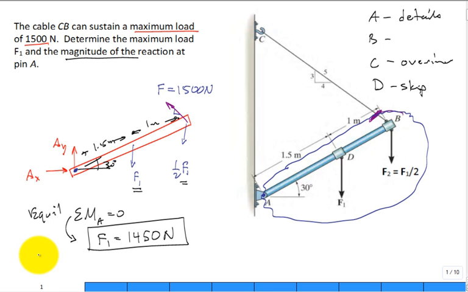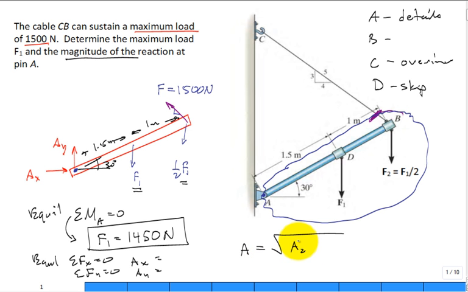Then the next part of the question: what's the magnitude of the reaction at pin A? Well, for equilibrium, the sum of the forces in the x equal to 0 will allow you to get A_x. And then the sum of the forces in the y equal to 0 will allow you to calculate A_y. Knowing both A_y and A_x, I can calculate the magnitude of the reaction support at A, the square root of A_x squared plus A_y squared. True? And this comes in at a magnitude of 1750 newtons, good to 3 significant digits.